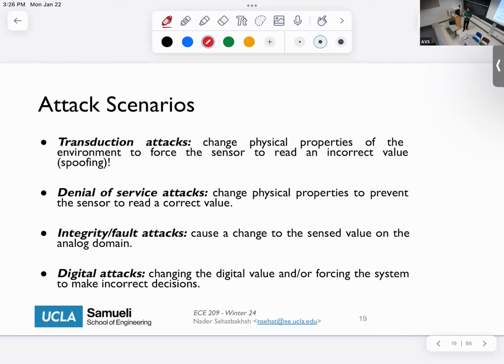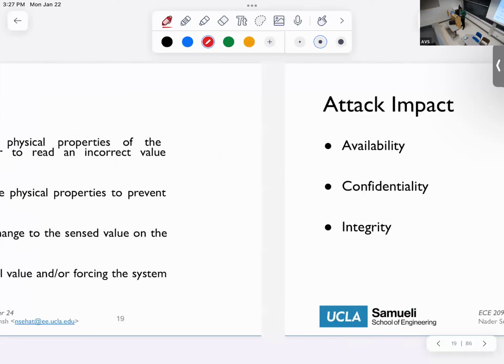Another kind of thing that we want to do is integrity and fault attacks. We're not necessarily interested in sending incorrect values, but we want to flip things as the things are moving forward, right? So not necessarily changing the physical environment, but as the data is moving toward various different stages, either at the analog stage or digital stage, we create this fault such that the numbers are flipping. We want to talk about that. And then eventually, of course, at the digital level, we can do various different attacks. I'm not going to talk mostly about digital for now. Later on, we're going to talk about it.